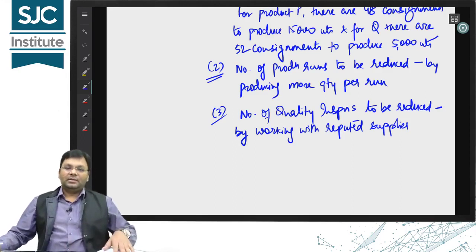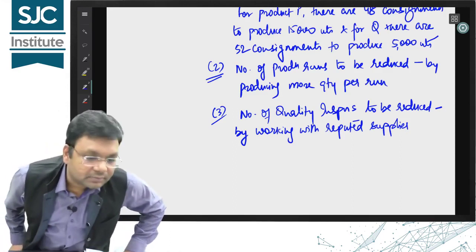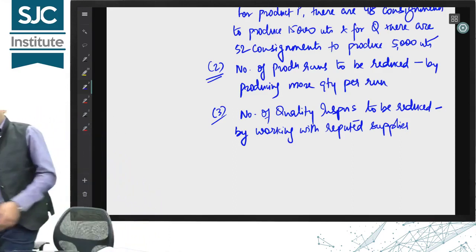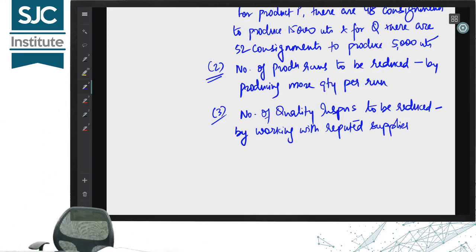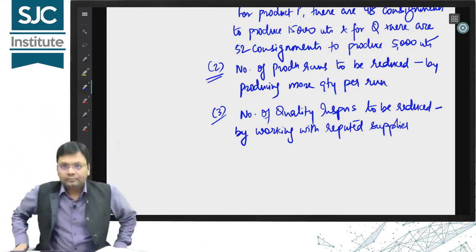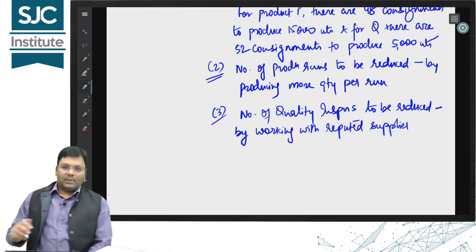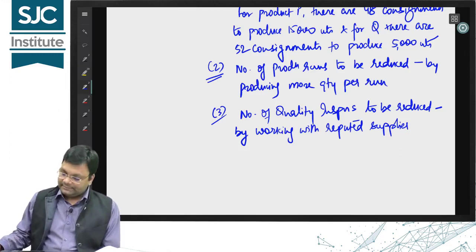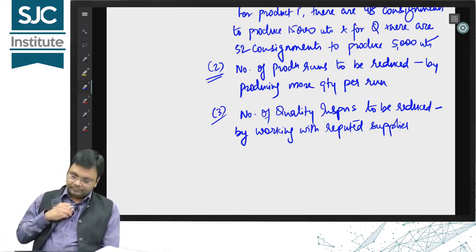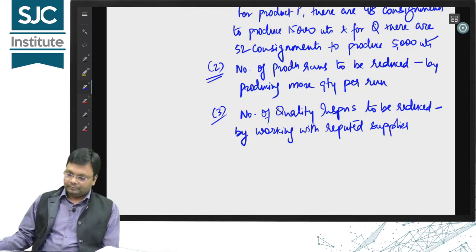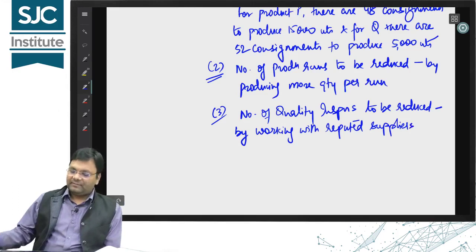quality materials, right? By working with reputed suppliers.